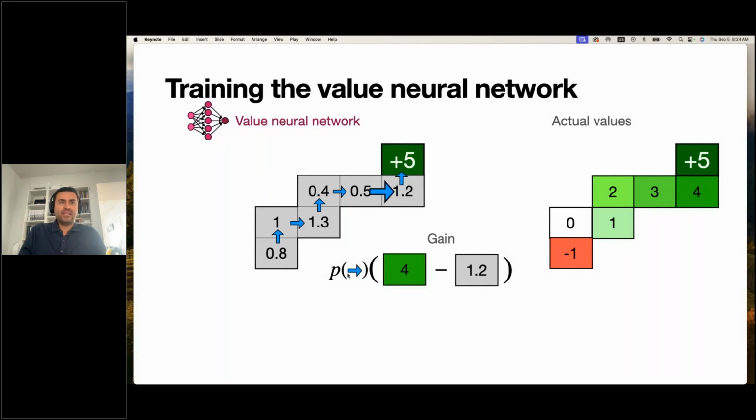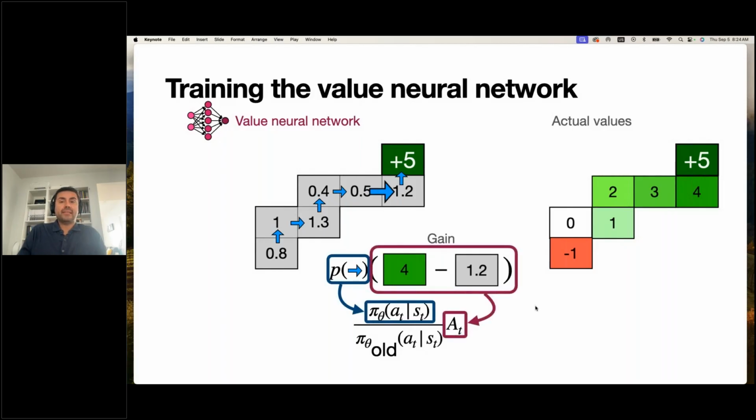Okay, so it's a positive number, so I want to increase my probability. If it was a negative, because I have a smaller number than I should, then I would decrease it, right? So here's the gain, right? Like here is the probability, and here is the gain. And what is this? So this is a weird thing. Why am I dividing by the old probability? Let me tell you a bit.